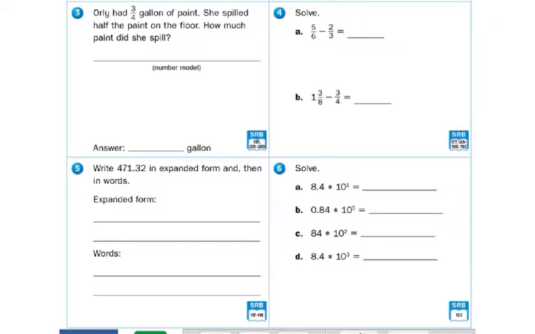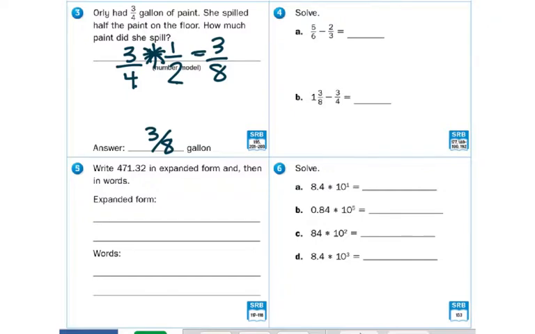Number 3, Orly had 3/4 gallon of paint. She spilled half the paint on the floor. How much paint did she spill? She had 3/4 times a half. 3 times 1 is 3. 4 times 2 is 8. The answer is she spilled 3/8 of the gallon.